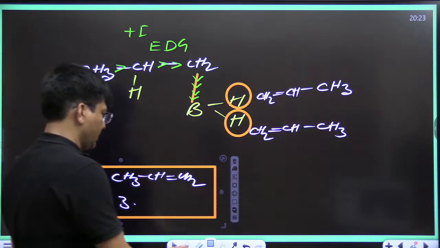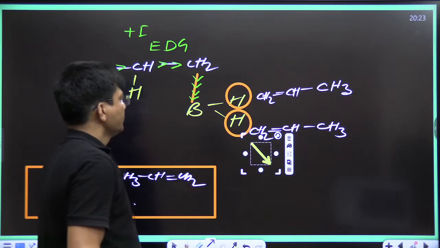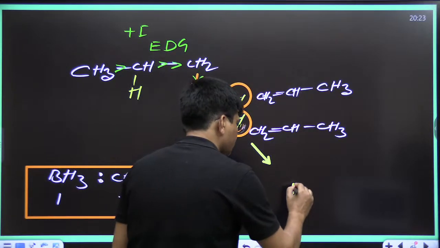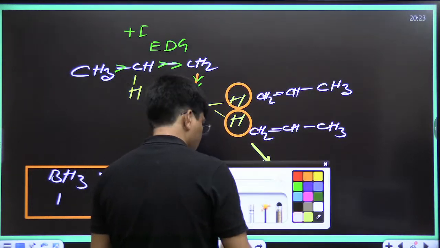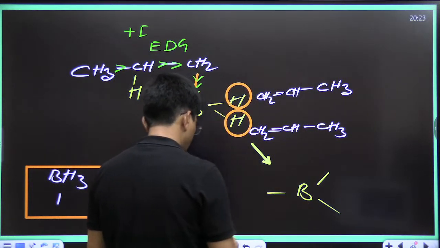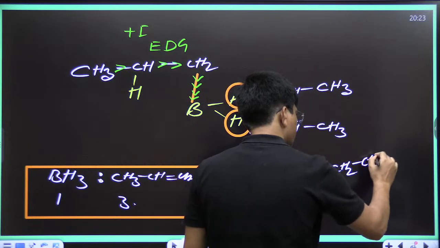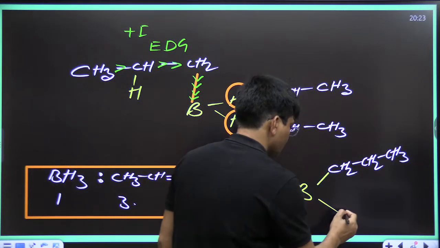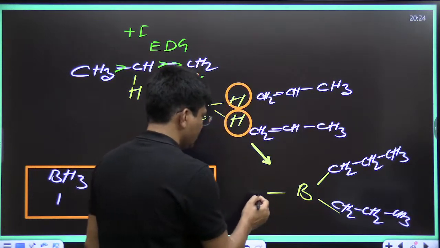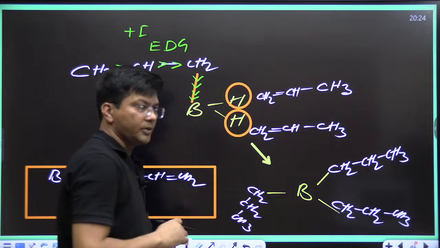Now after the reaction, see what they are going to form. So boron will get attached to 3 alkyl groups, and boron will look like this. See kids, how the boron will look after some time. Boron 1, 2, 3: CH2, CH2, CH3; CH2, CH2, CH3; CH2, CH2, CH3. This is the intermediate.